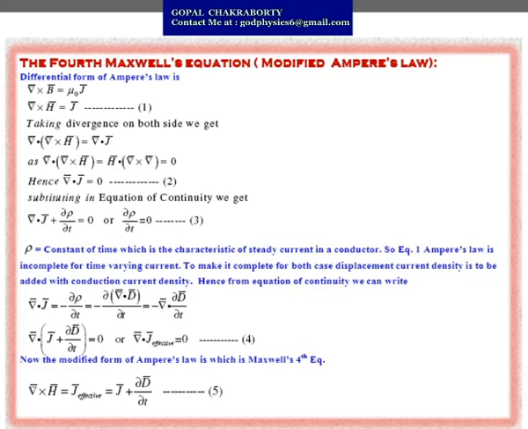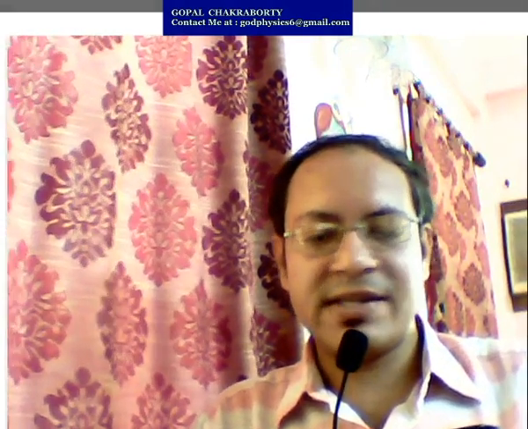So instead of Ampere's law, del cross H equals J, you can put J effective. So del cross H equals J effective, which equals J plus del D by del t. Now it is the complete form of the modified Ampere's law and the fourth Maxwell's equation. Okay, so this part is complete. I have derived all the 4 Maxwell's equations step by step.